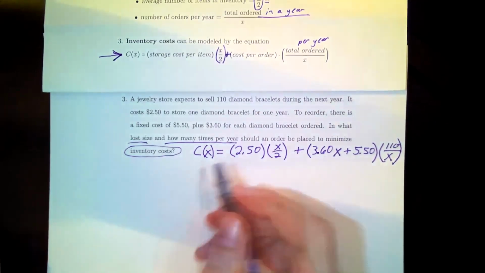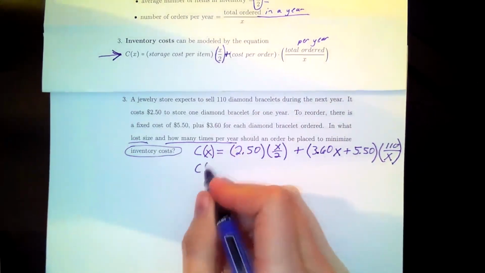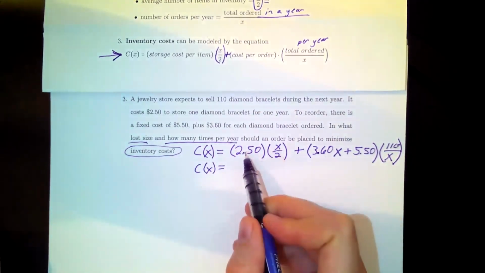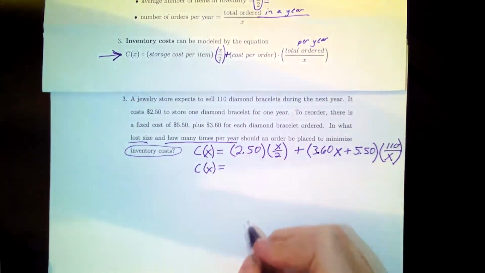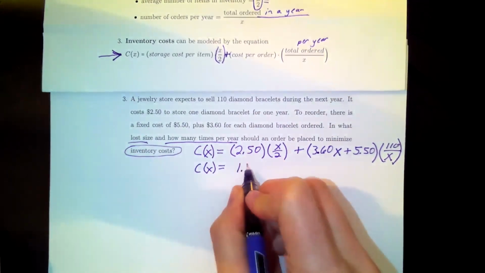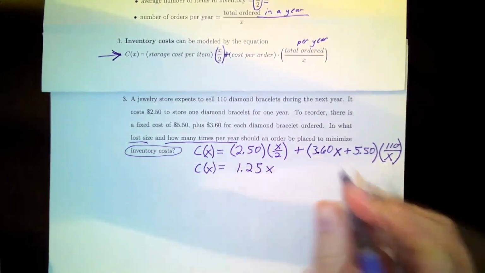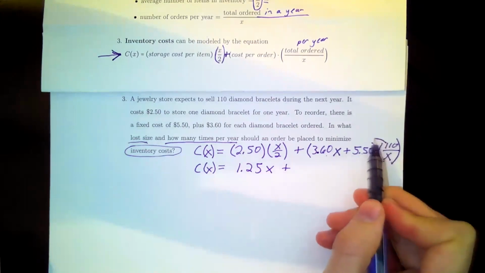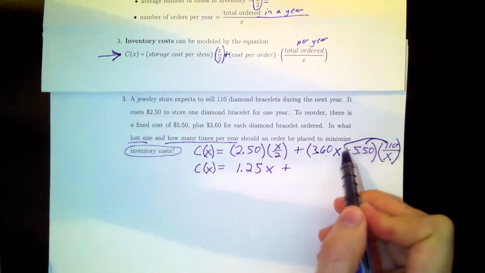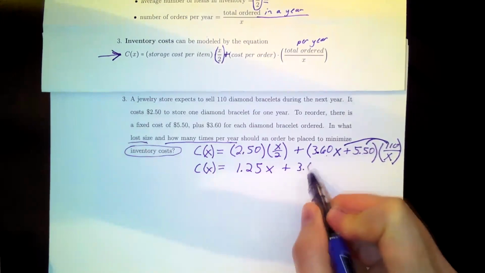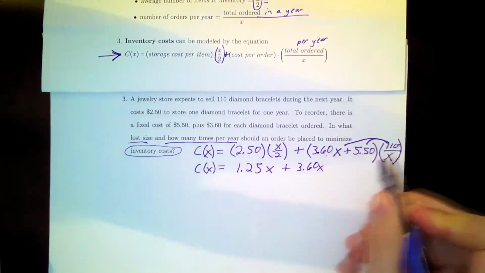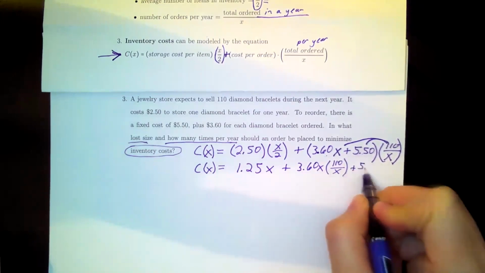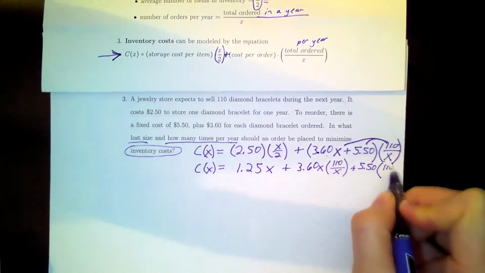This is my inventory cost function. Let's clean it up a bit and multiply things through. You have 2.5 times x divided by 2. So you take 2.5 divided by 2, and that's 1.25x. Now, since this is 2 terms here, I'm going to take this 110 over x and multiply it times both of these terms. Let me write that out. It'll be 3.6x times 110 over x plus 550 times 110 over x.